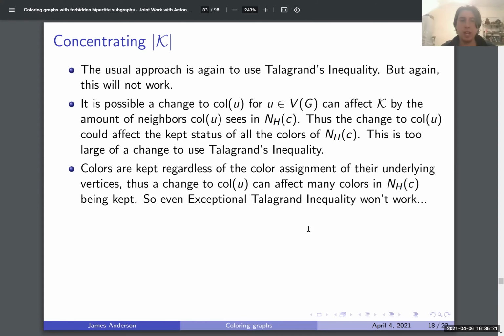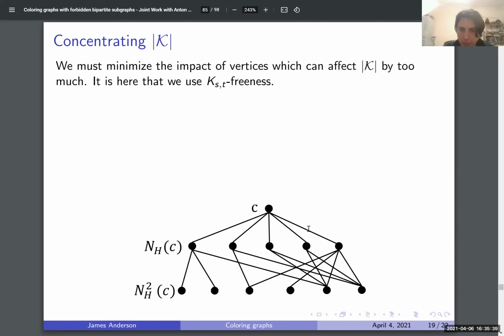Yeah. So the main obstacle here is that changing the color assignment of a vertex in G to something different in H could now affect many different colors being kept. Maybe if I have a picture. Right. So can I ask you, how does this fit in the general picture?